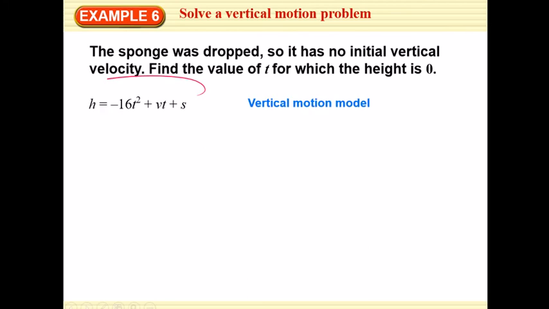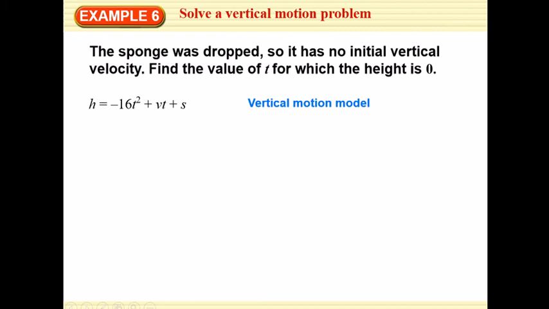Alright, so here is the equation for vertical motion. We've been using it fairly consistently throughout the chapter. I would definitely make sure that you have it written down somewhere and boxed so that you have it when you're preparing for your test. The sponge was dropped, so there's no initial vertical velocity. What that means is, the window washer wasn't throwing it downwards. He wasn't tossing it up into the air. So at time 0, it's starting with speed or velocity 0.